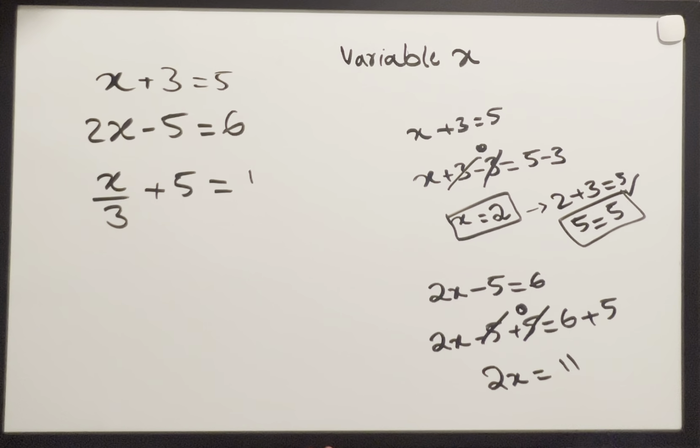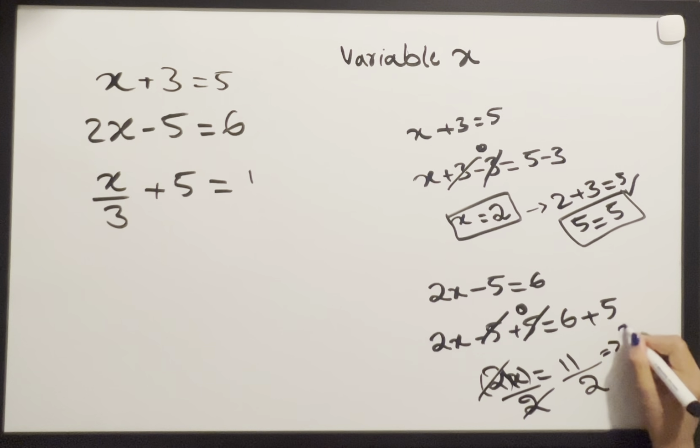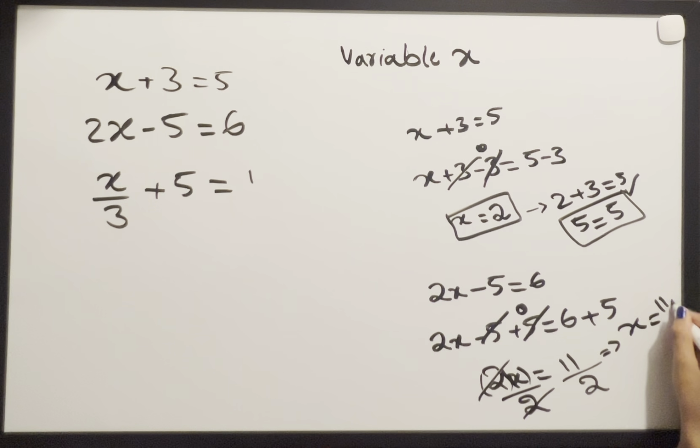And as you can see, these two are multiplying each other, which means in order for me to get rid of this, I have to use the opposite operation in relation to multiplying, which is again division. That means I have to divide both sides by 2. So x is equal to 11 over 2. I'm running out of space, but it's okay.